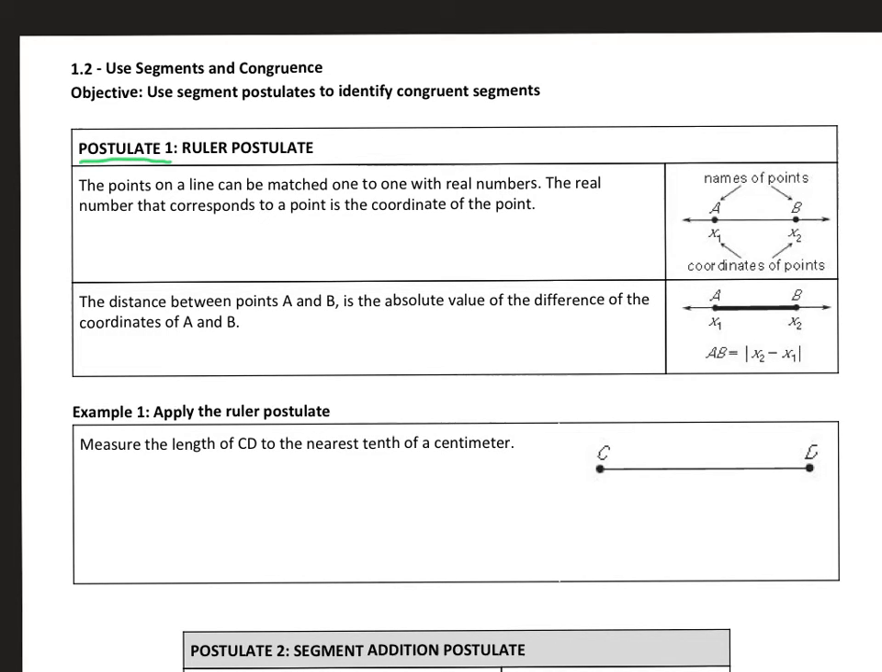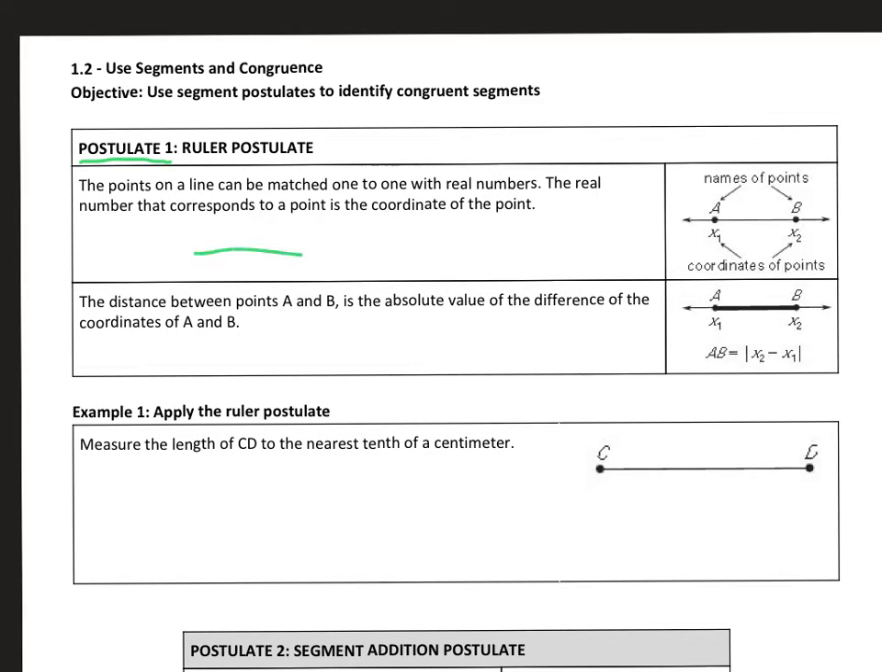And a postulate is a rule that we accept without proof. Now, a lot of times I'm going to be able to explain things, but a lot of these postulates you can observe and you have observed before. So this ruler postulate says the points on a line can be matched one-to-one with real numbers, meaning if you have a line, you can mark it with real numbers, right? And the real number that corresponds to a point is the coordinate of that point.